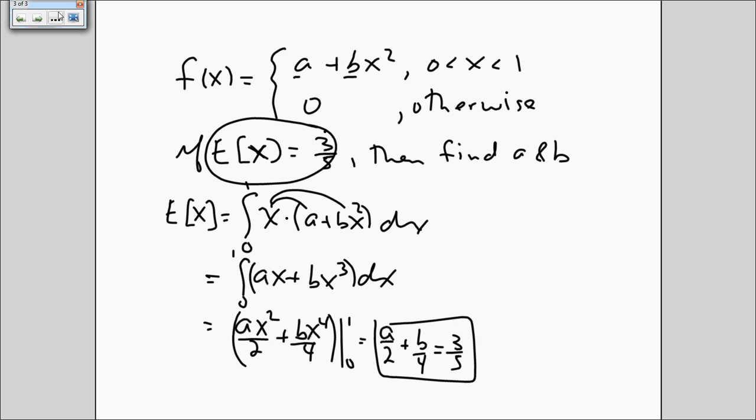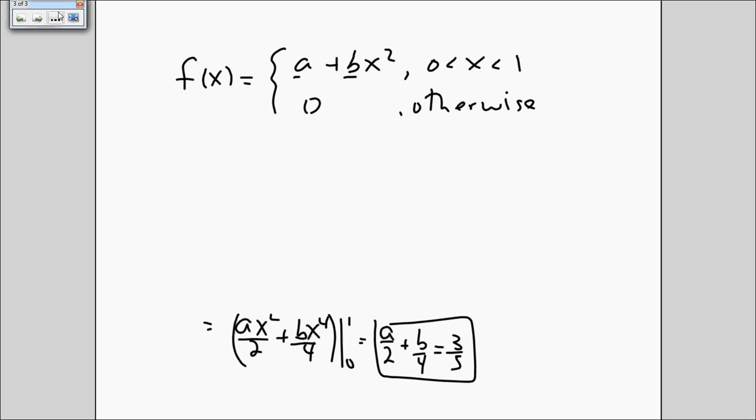And then you say, oh my, how do I get another equation? The answer is, if you integrate f of x from negative infinity to infinity, you'll get 1. Okay, so we have that bottom line, which is very important: a over 2 plus b over 4 is 3/5. But we need another equation.